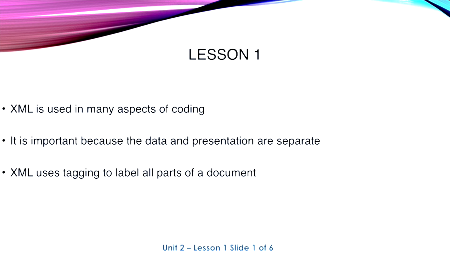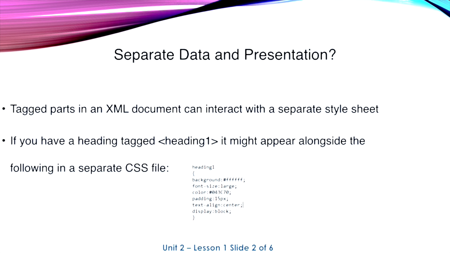XML uses tagging to label all of the various parts of a document. We'll learn more about tagging in the next lesson. So, separate data and presentation. What does that mean? An XML file is really very simple. It only consists of text along with tags that describe elements of that text, such as titles, headings, and paragraphs. It really contains just the meaning we want to communicate.